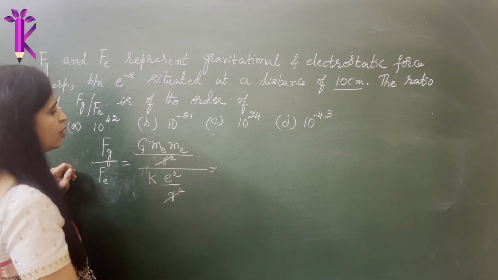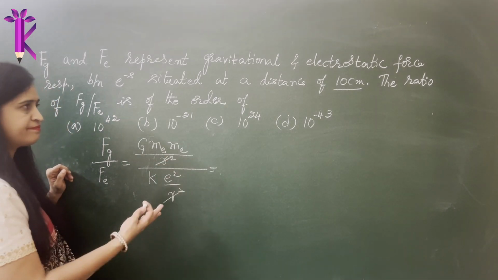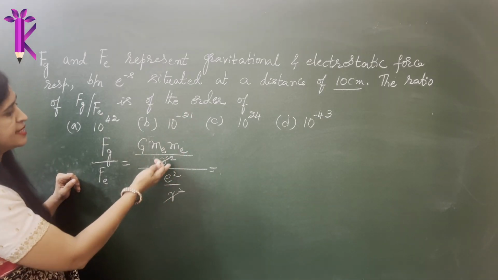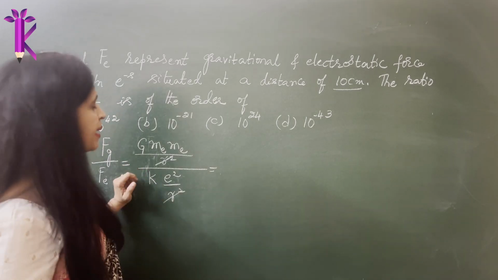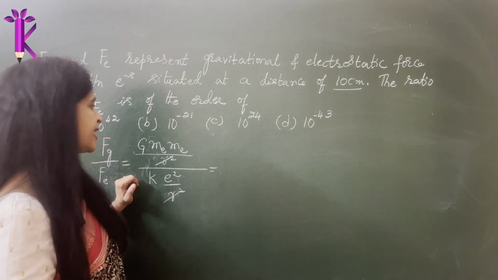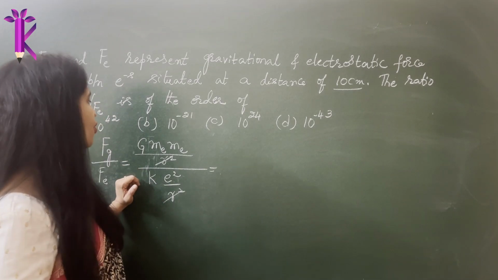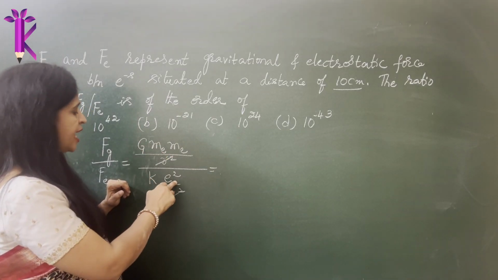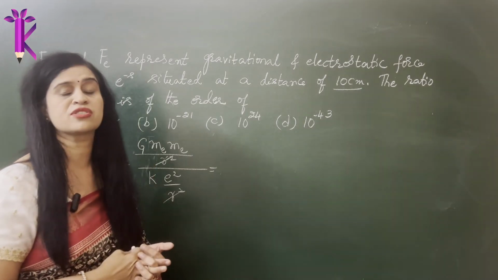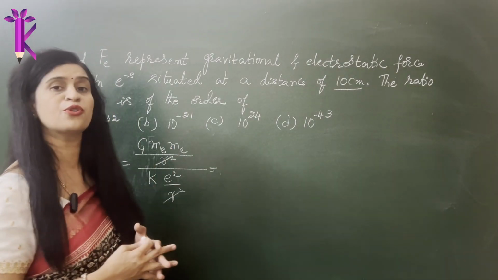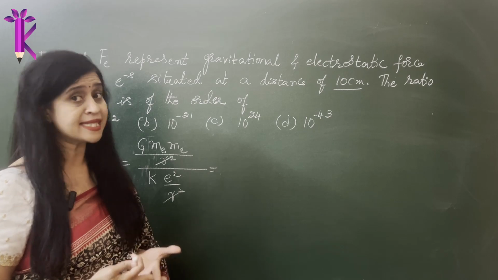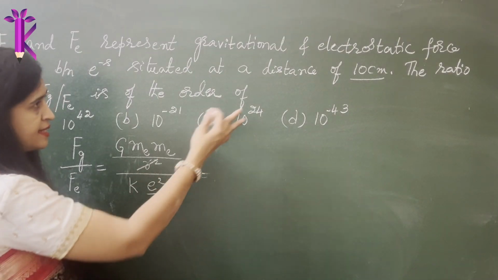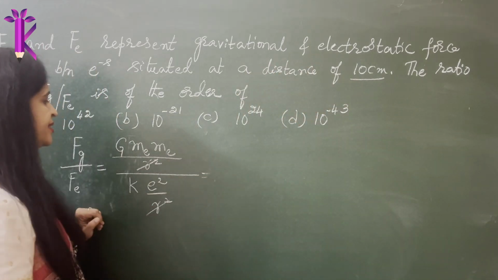Next is substituting the values and then simplifying. R square anyhow gets cancelled, since they are separated by the same distance, that doesn't really matter. Then the next point is you substitute the values. You should know the basic order of magnitude for the mass of an electron, the charge on an electron, and also the gravitational constant. You fail to answer this question if you do not know the standard values, so it's a must that you learn them. Now your R square is cancelled. There was no need to convert it into meter at all because it's cancelled.